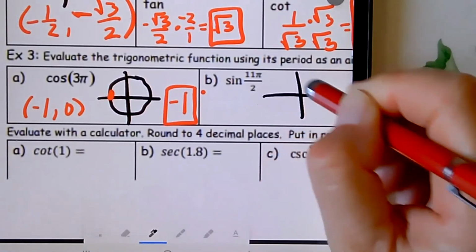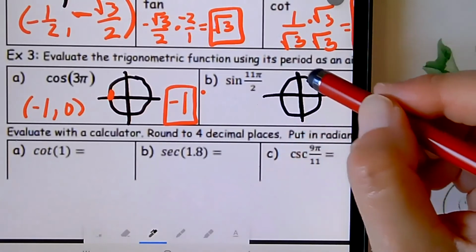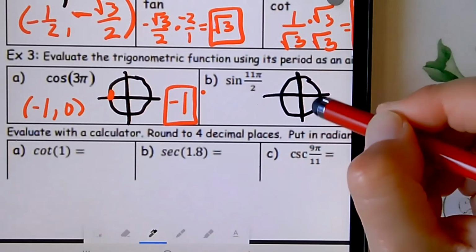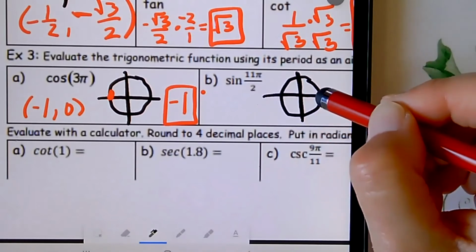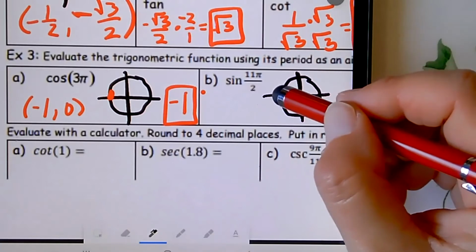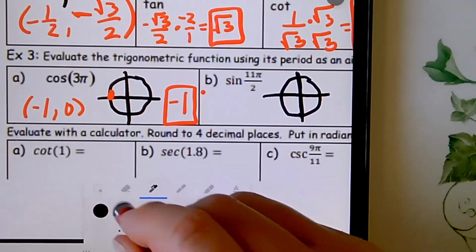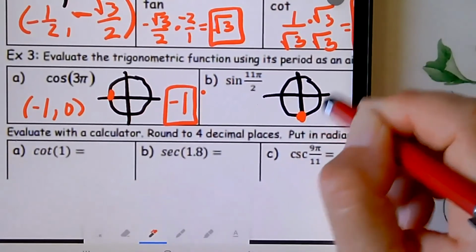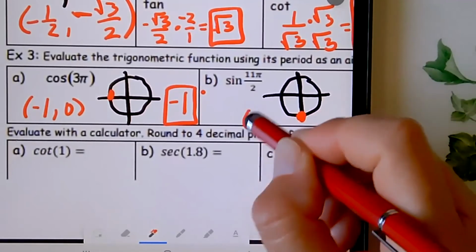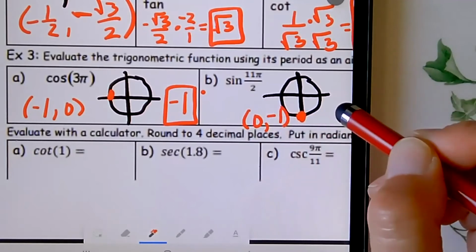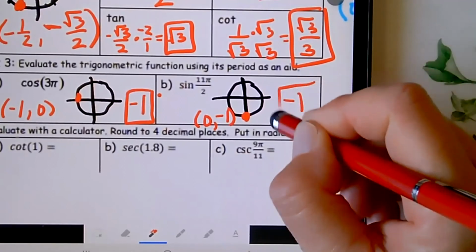So again, going around the unit circle, this is 2 pi halves, 4 pi halves, 6 pi halves, 8 pi halves, 10 pi halves, and 11 pi halves would be right down here. So I'm going to be down here again. I don't care how many times I went around. Where did I end up? I ended up here, and this point is 0 comma negative 1. And my sine is my y coordinate, so my answer is negative 1.